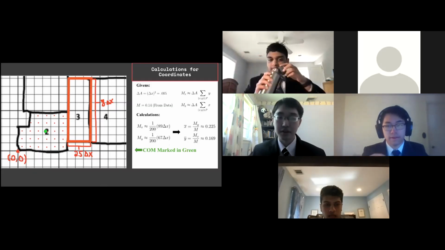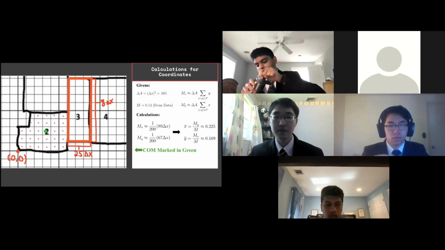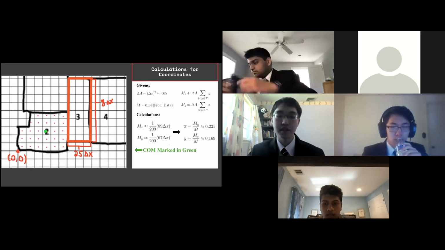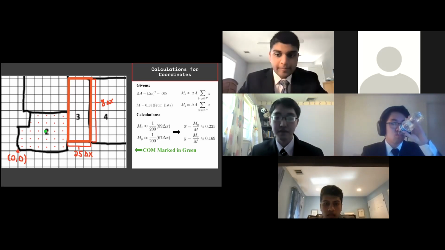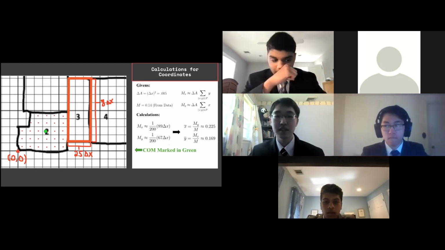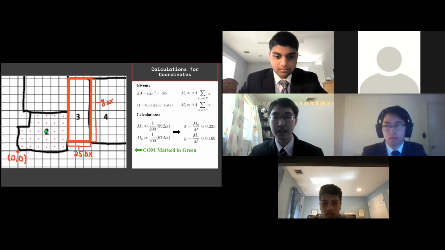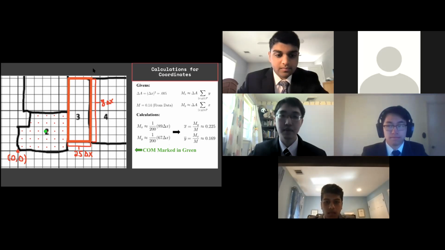Now that we've gathered all of our data, it just remains to plug our numbers in. All the points that were put in set P are marked accordingly on the graph to the left, and plugging these points into the summation expressions for Mx and My give 1 over 289 delta x and 1 over 267 delta x respectively. After that, we can just plug in delta x to get the XY coordinates of the center of mass, which come out roughly to be 0.225 and 0.169 miles respectively.